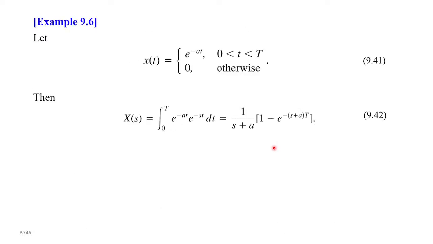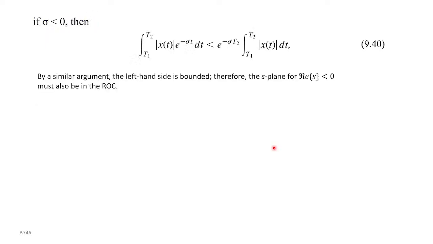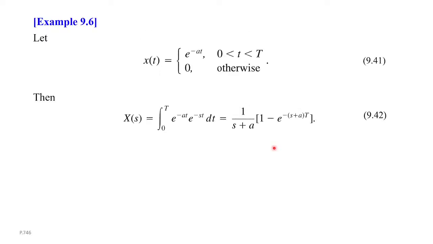Okay, let's have an example here. So it's a very nice function, kind of similar. It's still the exponential function, e to the minus at. It might not be decaying because we didn't say whether a is positive or negative. But we cut it to a finite region, between 0 and some big T, and it's 0 at all other places.